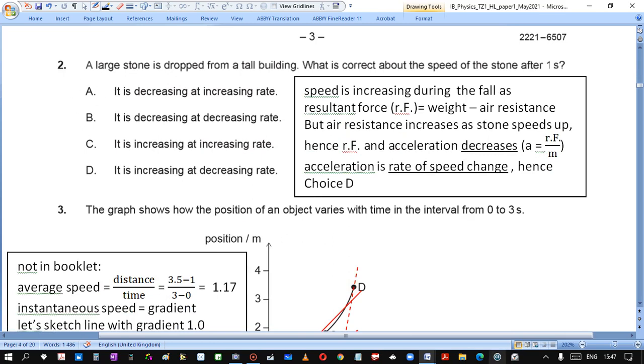Question 2. A large stone is dropped from a tall building. What is correct about the speed of the stone after 1 second?